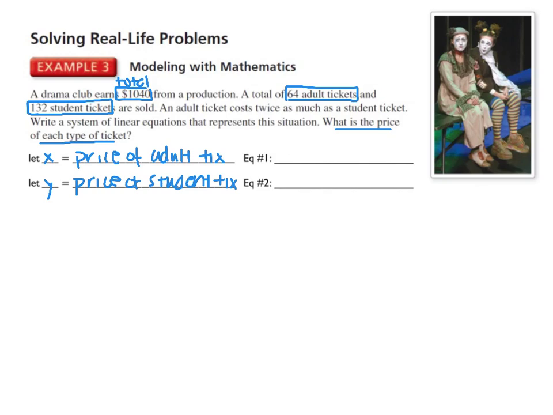So I'm going to have 64 adult tickets would be 64x. And the student tickets, how much did they make on those? Right? So 132 student tickets would be plus 132y made a total of $1,040.